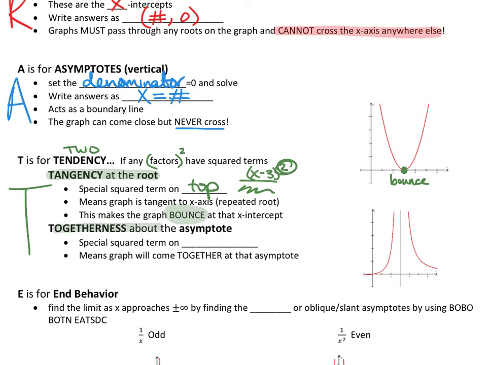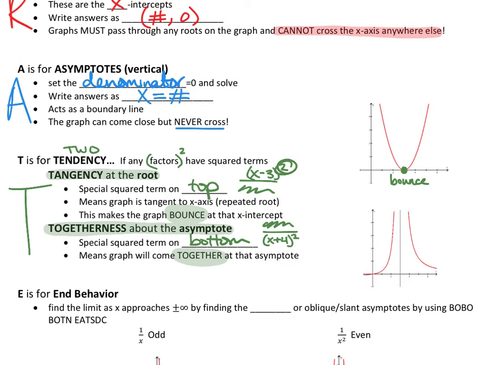You also have a second T word that we're going to check, called togetherness about the asymptote. If there is any of those squared terms on the bottom, in the denominator, I don't really care what's in the top, but if there is something down here and it's squared, then at that particular asymptote, the graph is going to come together. Instead of the limits being on opposite sides of the asymptote, the limits are going to be the exact same.